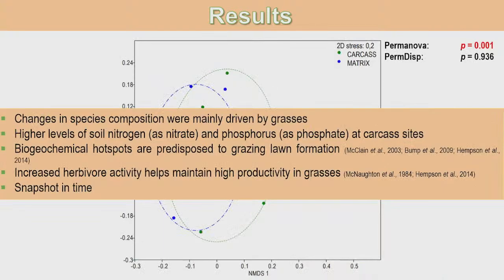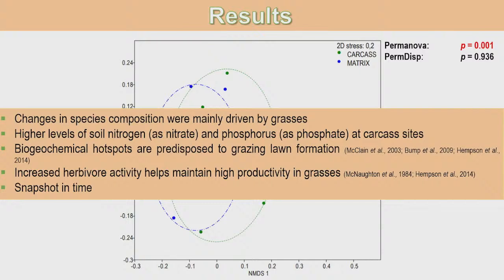Interestingly, the changes in species composition between carcass and matrix sites were mainly driven by grasses, and the higher levels of soil nitrogen and phosphorus at the carcass sites led to the formation of biogeochemical hotspots, and these are predisposed to form grazing lawns. And the inherent increased herbivore activity helps maintain high productivity of grasses.